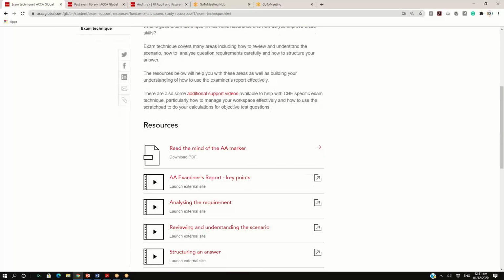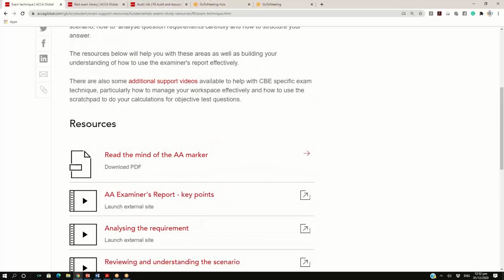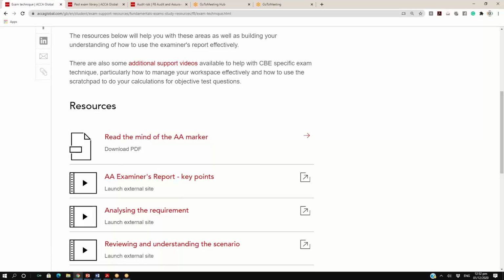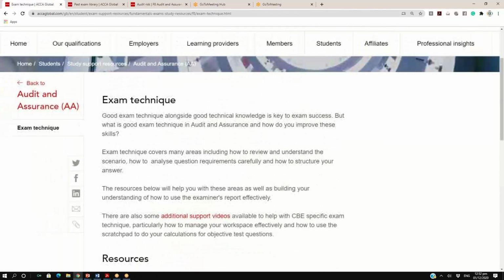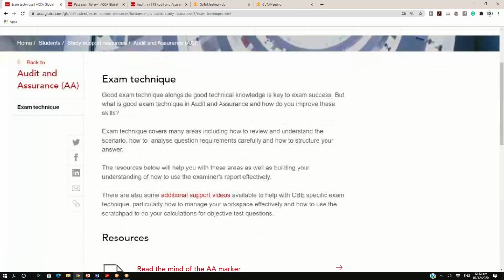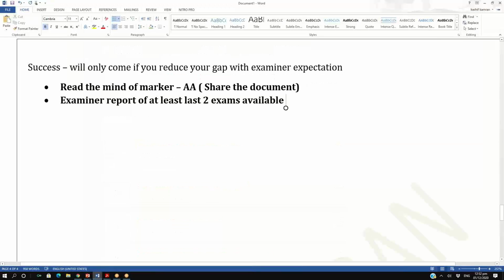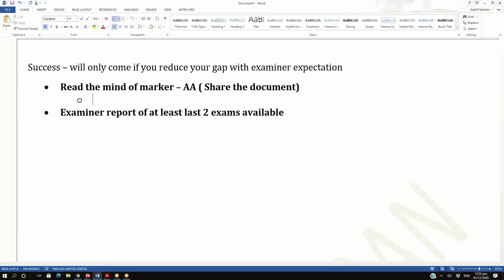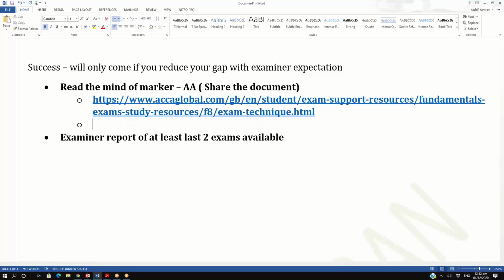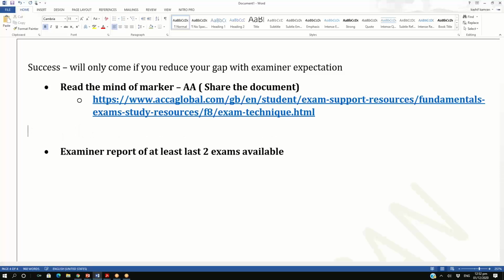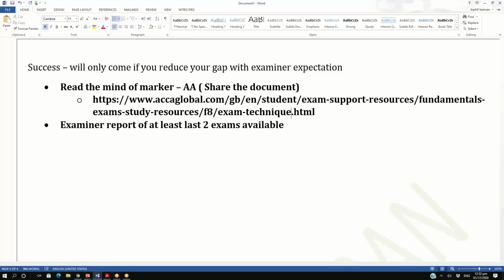Under the exam technique, the very first document is Read the Mind of the AA Marker. You can just click and download. I'm sharing the link of the exam technique page. On the exam technique page, the very first document is Read the Mind of the Marker. I'm sharing the link here. So the very first article you'll find on this page is Read the Mind of the Marker.